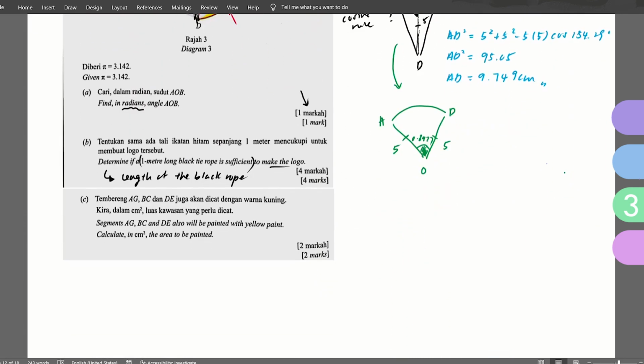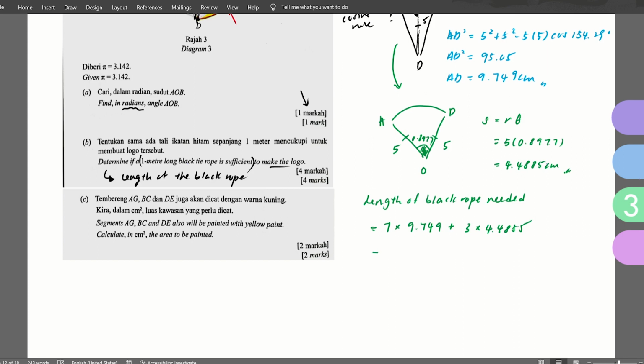So here we can just use the arc length formula, which is r theta. And since we have these two lengths, we are able to find the length of the black rope. So since we have 7 straight lines, we need to multiply 7 with 9.749 plus 3 arcs. So your answer should be 81.01 cm.